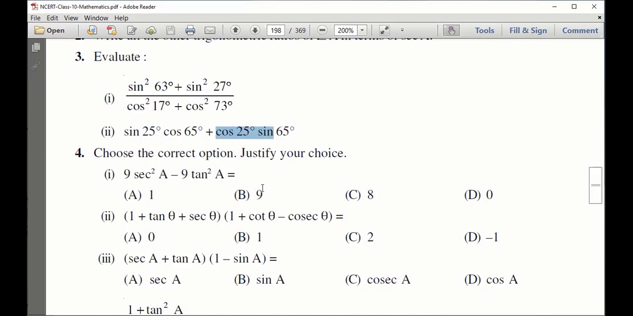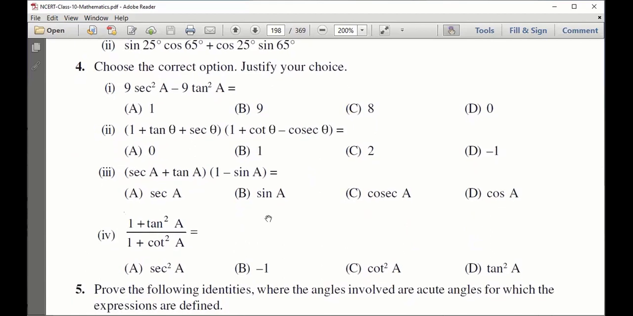Good. Next. Nikhil, explain question number 4, part 1. Take your time. Everybody solve question number 4, part 1. Nikhil, you will explain. 9 sec square A minus 9 tan square A. Guys, those three identities: sin square plus cos square is 1, 1 plus tan square is sec square, 1 plus cot square is cosec square. You should remember that by heart.